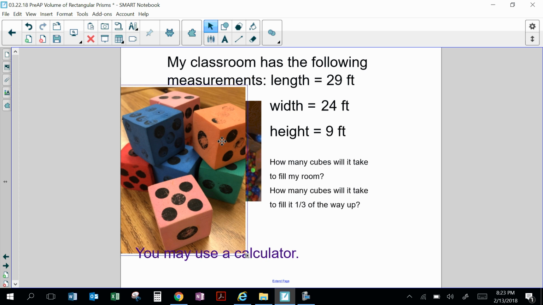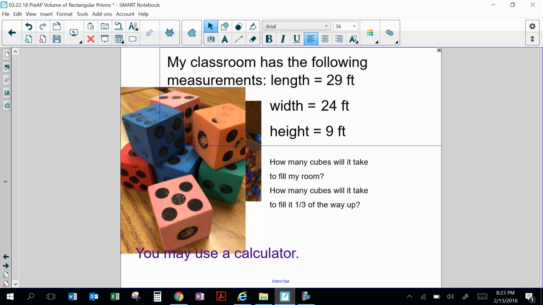If I cover up every single space, that's the volume of my whole room, because volume is the inside, how much it holds. The dimensions of my classroom are 29 feet by 24 feet by 9 feet. Can you tell me how many of these cubes will fit into my classroom? What do you think you would do first?